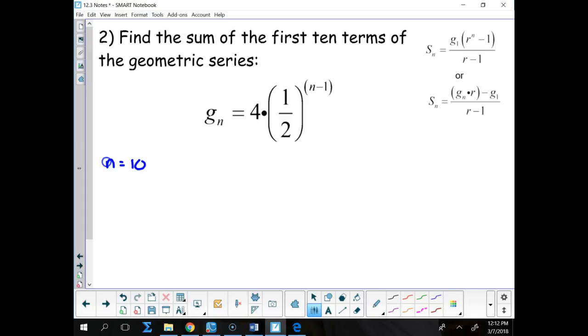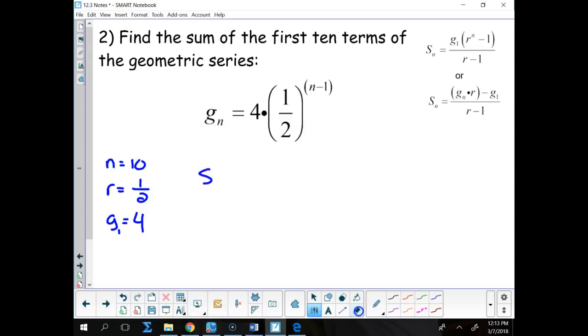What else do I need? R. What's R? R is 1/2. Fantastic. Then I also need the first term. What's the first term? 4. If I plug in 1 right here, that gives me 0. 1/2 to the 0 power is 1, times 4 is 4. That gives me enough to run the first formula.